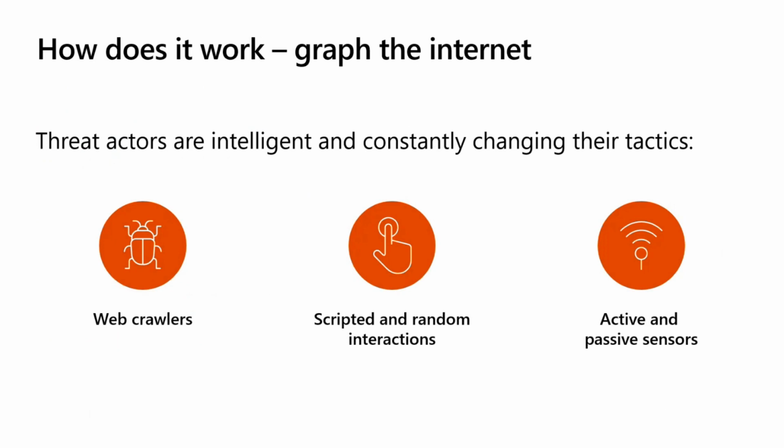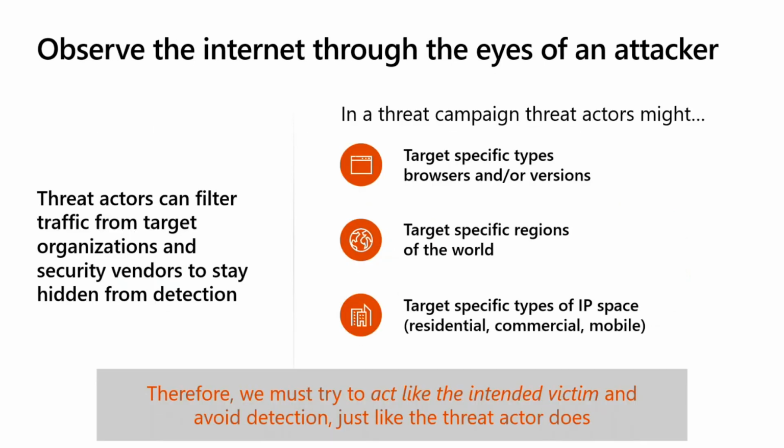So the way this works is that essentially Defender for Threat Intelligence graphs the internet every day. And it does that by means of things like web crawlers, scripts, random interactions, active and passive sensors. But the thing to keep in mind here is that this has to be done through the eyes of the attacker. And the reason this has to be done this way is that attackers will know when they are being scanned by a bot or just being acted upon by a threat researcher.